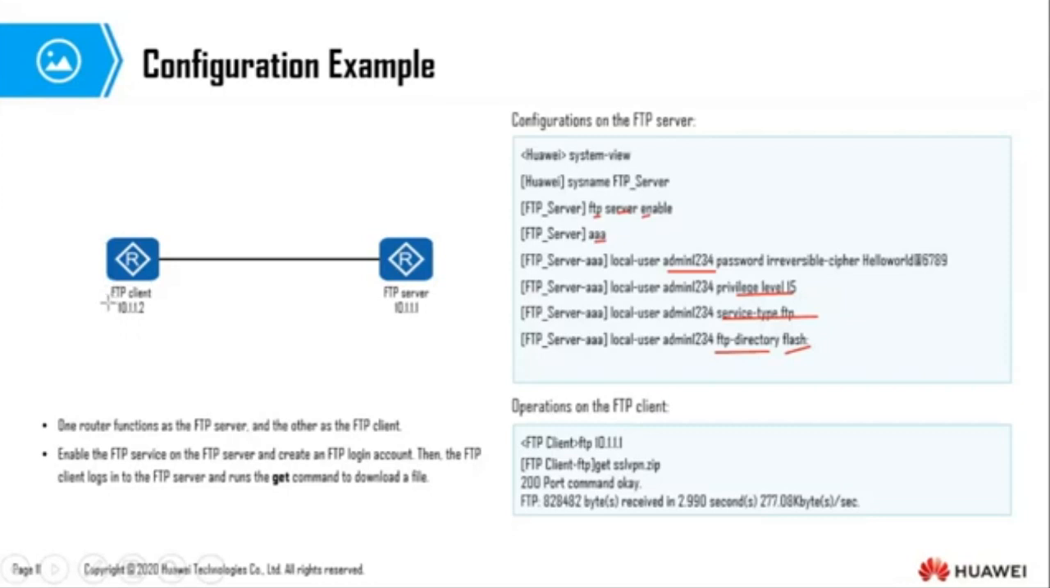Okay, so on the client end, we will go into the client, then use the command FTP, then the IP address of the FTP server. Normally it's the IP address of this particular interface there. Then after that, we can use the get command. Get, then the name of the file we want to download and the extension. After we do that, when it's done, it's going to give us the report as it downloads the file.